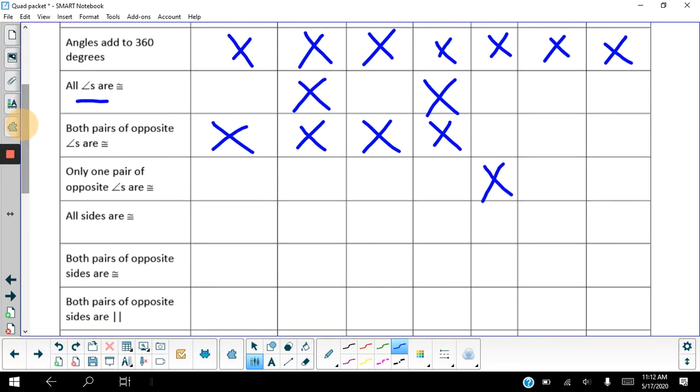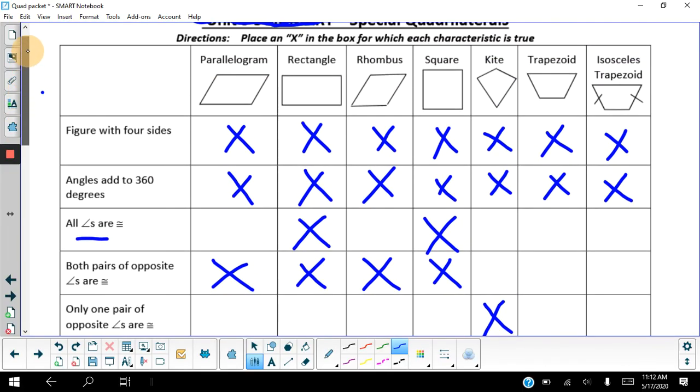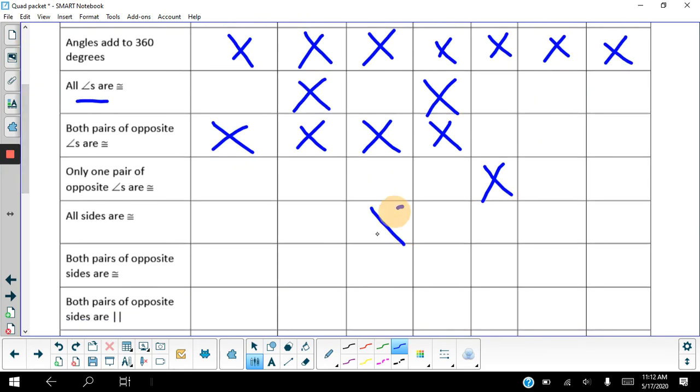All sides are congruent. Which one is that true for? Okay, all sides congruent. That's true in a rhombus, and it's also true in a square. So I'm going to put X's in those.